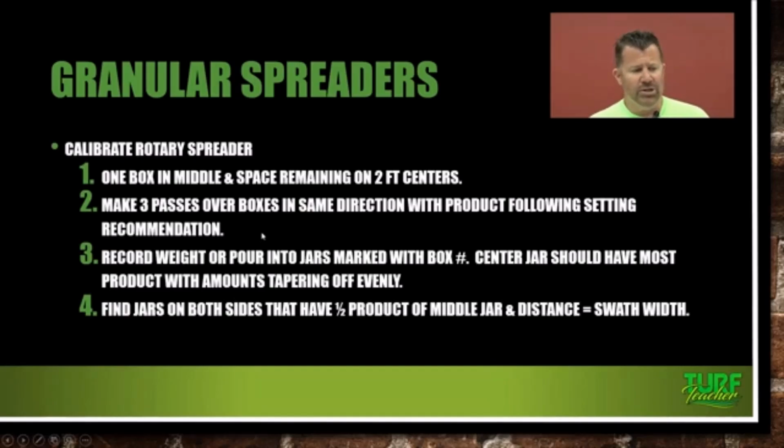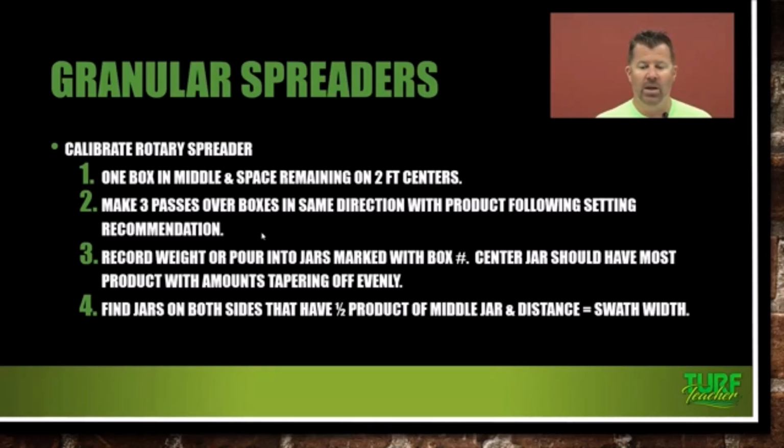Calibrate a rotary spreader. First step, place 1 box in the middle and then space the remaining boxes on 2-foot centers. I think they were saying we need to figure out how many boxes we should use. Oh, 7 or 9. We do need an odd number, so that way you've got 1 in the middle and an even number on either side.